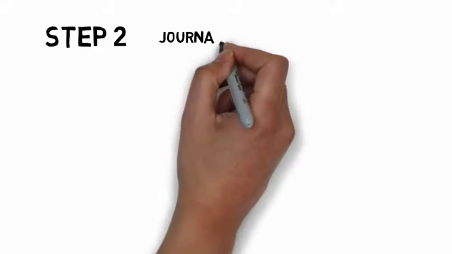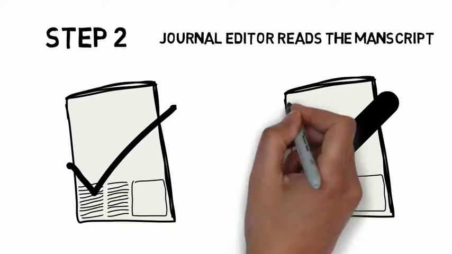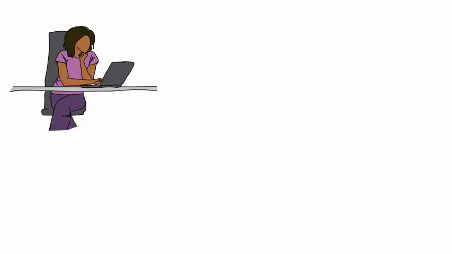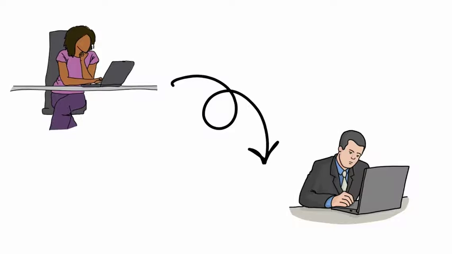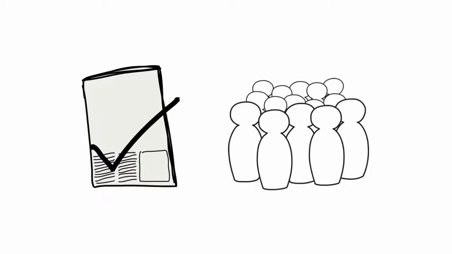Step 2. The journal editor reads the manuscript and decides whether it meets the criteria for publication or not. If it doesn't, back it goes to the writer with hopefully a polite rejection letter. If it does meet the criteria, then the manuscript is accepted and is sent to experts in the field who will read it as well. Talk about peer pressure.